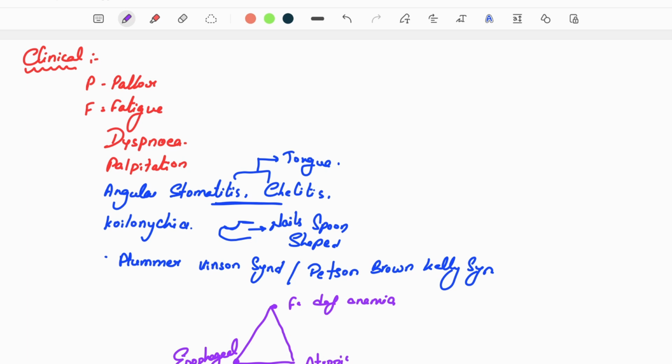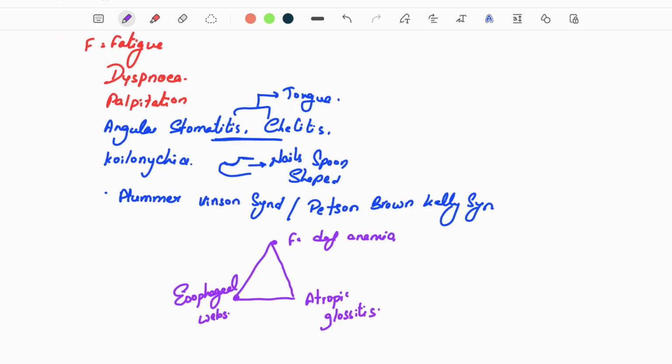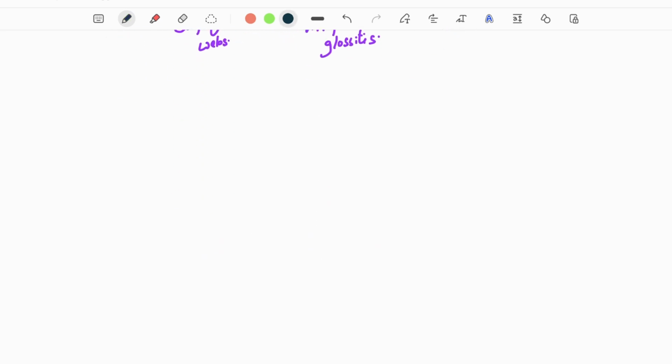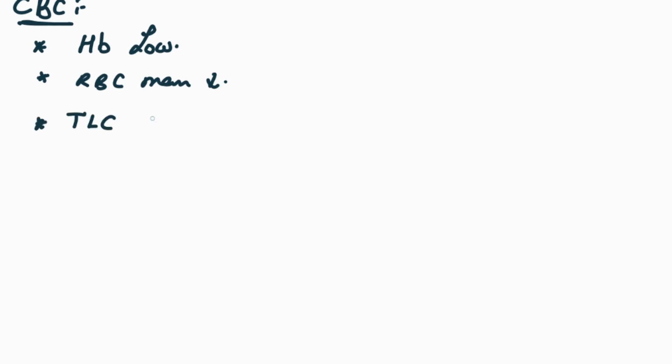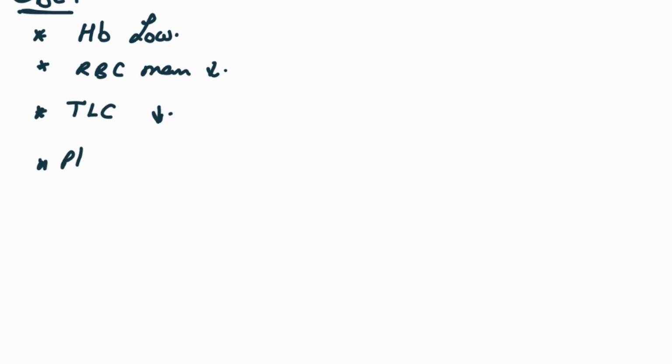Next one, let's go to the investigations. These are the major investigations that you should do. As usual, first one is CBC, complete blood picture, in which you can observe low concentration of hemoglobin, RBC mass decreases, and total leukocyte count also decreases. The platelets may be normal or increased. This increase in the platelet count is called reactive thrombocytosis.